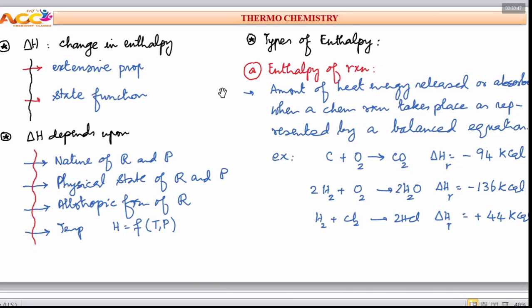Shall I proceed? Nature of reactants and products. Right hand side, enthalpy of reaction. In the first example, left hand side, right hand side. Right hand side, C plus O2 gives you CO2, delta H R, enthalpy of reaction. R means reaction.